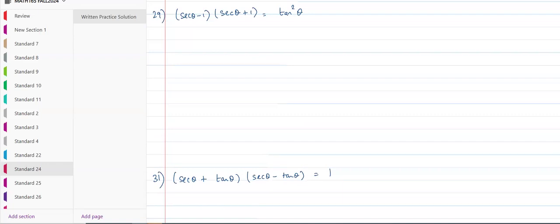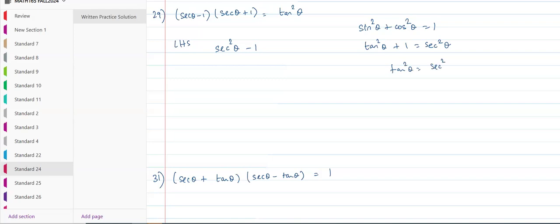Distribute. So start with the left-hand side and distribute. You get secant squared theta minus 1. Now what is my identity? Remember, I start with this identity. I divide throughout by cosine squared. I get tan squared plus 1 is secant squared, right? So which means tan squared is secant squared minus 1. Okay? So which means this is tan squared theta. And that is the right-hand side.